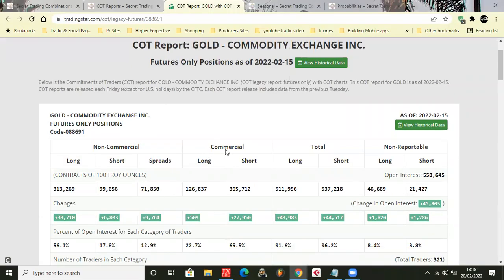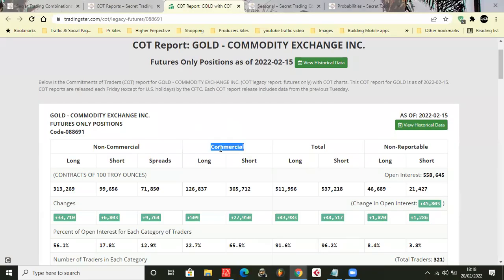The first one is the commercials. Commercials are the big boys. Some hedge funds are there, some big banks are there, companies like Apple, mining companies and all of that stuff. They're underneath this bracket of commercials. Non-commercials are people like you and I, retail traders. A little bit of some small banks are there, some hedge funds are there, non-reportable people that have a lot of money that don't want to be mentioned.